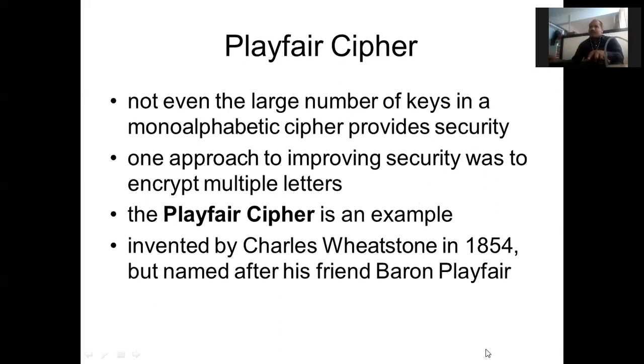Once again, not even the large number of keys in a monoalphabetic cipher provides security, and one approach to improving security was to encrypt multiple letters. The Playfair cipher is an example. It was invented by Charles Wheatstone in 1854, but named after his friend Baron Playfair.